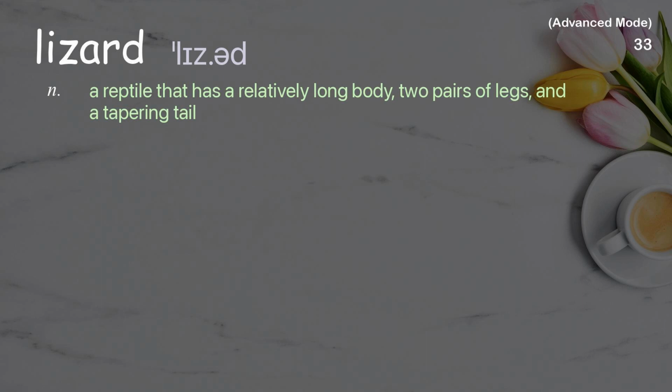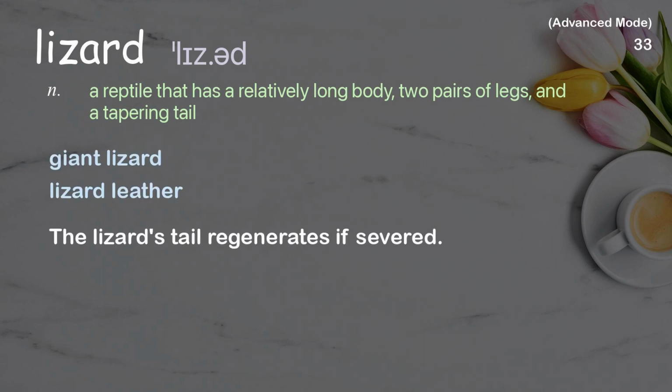Lizard. A reptile that has a relatively long body, 2 pairs of legs, and a tapering tail. Examples: Giant lizard. Lizard leather. The lizard's tail regenerates if severed.